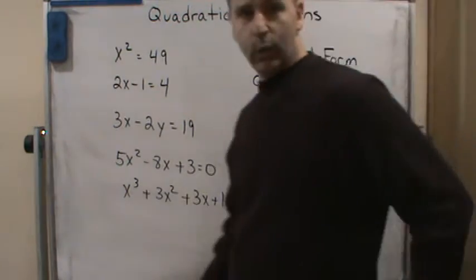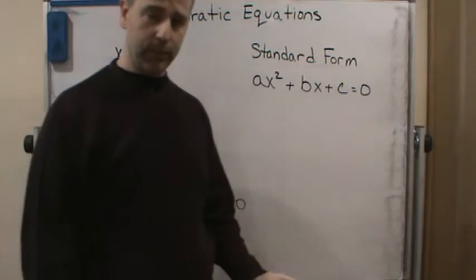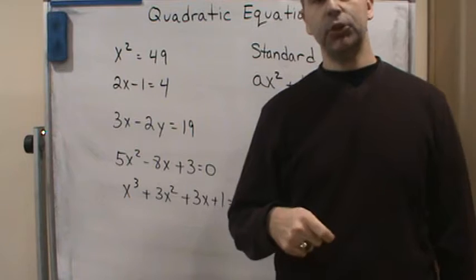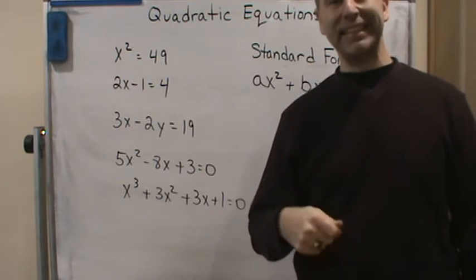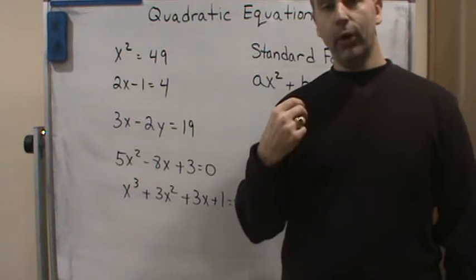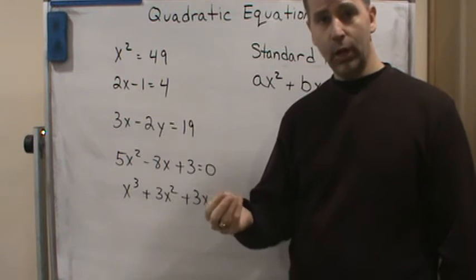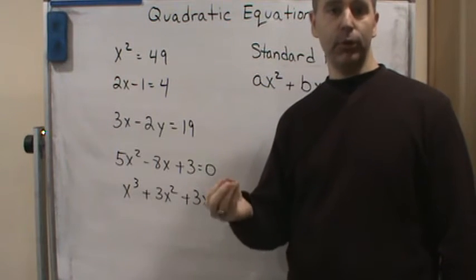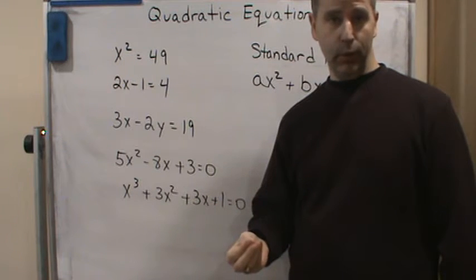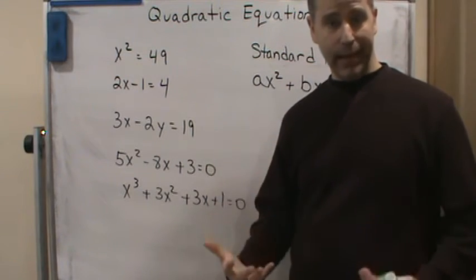So what is a quadratic equation? A quadratic equation is any equation that involves a variable raised to the power of 2, or what we say to the second degree, and no higher. So there has to be a variable with an exponent of 2, but there cannot be any other terms with a variable to a higher exponent, okay? So if that's the case, then that is a quadratic equation.